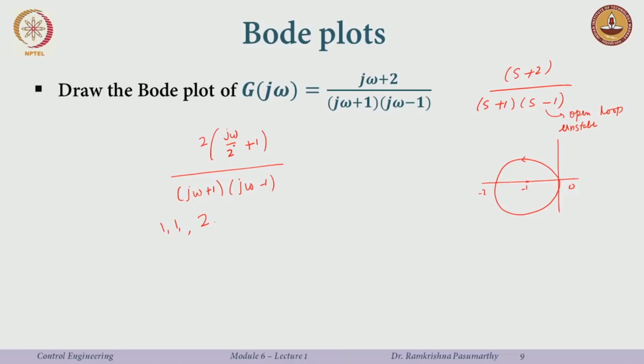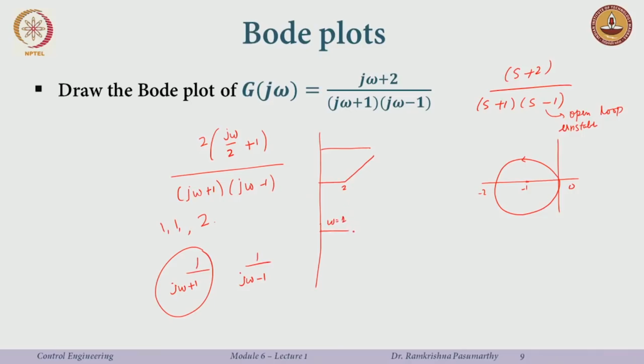Now, a few interesting things here. The plot of 2 would be just a straight line. The plot of j omega over 2 plus 1 would be something like this. They meet at 2 and then they do this. Now, look at these: 1 over j omega plus 1, and 1 over j omega minus 1. These will do something interesting. For the magnitude plot, I will take the stable one first, and it will just go till omega equal to 1.